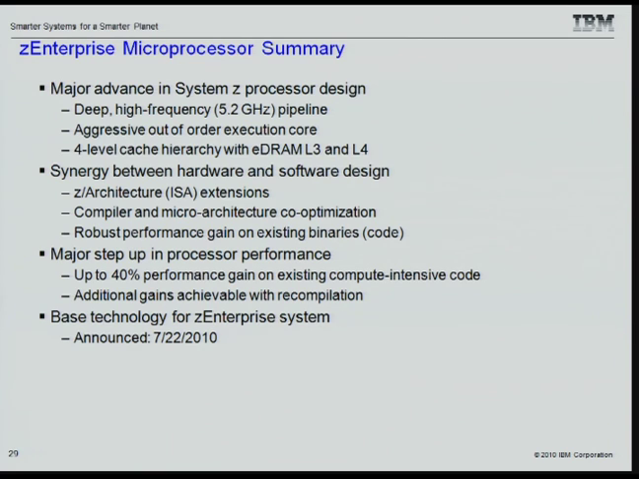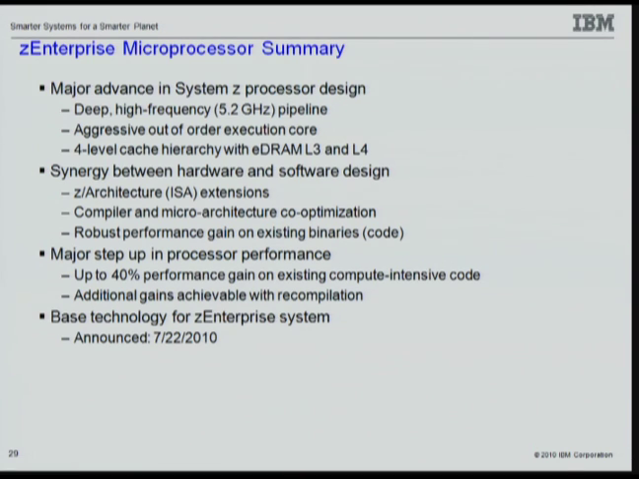Okay, in summary, this is a major advance in System Z processor design. This is a very deep, high-frequency, industry-leading 5.2 gigahertz pipeline. Many in the industry didn't believe that such frequencies are possible, but even more importantly, this is not a simple speed demon design. This is a design which implements very aggressive out-of-order execution on top of high frequency. And the combination of these two things gives this core tremendous performance gains on CPU-intensive apps.